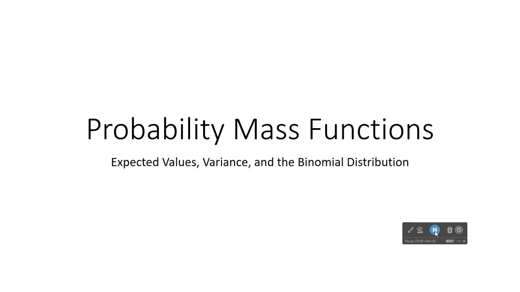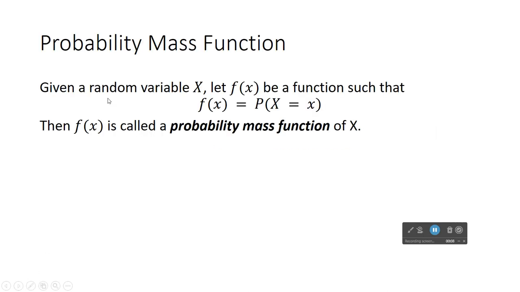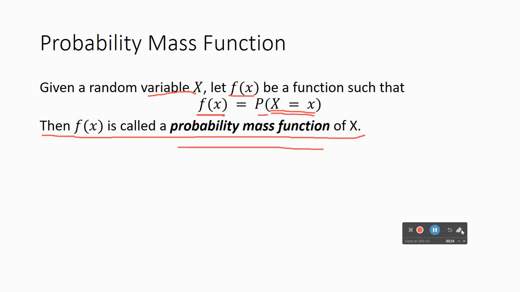So in this lecture, we're going to talk about probability mass functions. If we're given a random variable x, we define a function f of x to be one such that f of x is equal to the probability that our random variable assumes the value x. In this case, f is called a probability mass function.